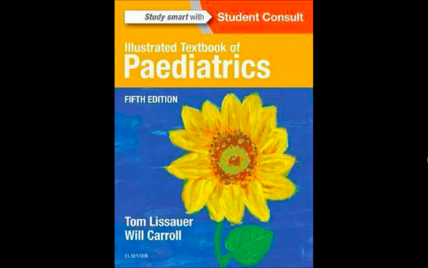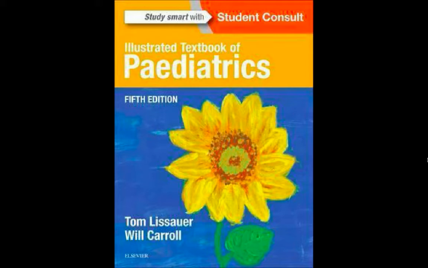Cardiac disorders in pediatrics, left to right shunts. These are atrial septal defects, ventricular septal defects, and persistent ductus arteriosus: ASD, VSD, and PDA. First, we'll be looking at atrial septal defect.